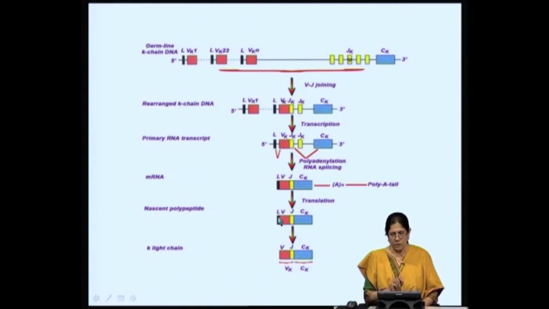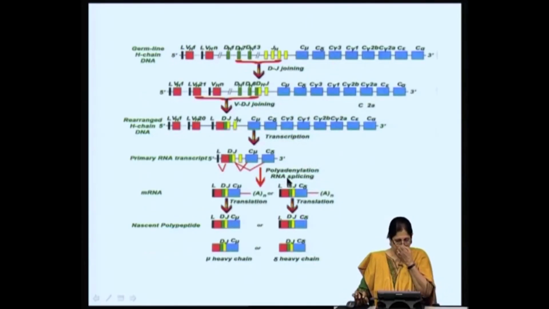Now, the leader sequence is required because immunoglobulin is a secretory protein and it goes through the transport from the ribosomes to the endoplasmic reticulum to the Golgi, and then by vesicular transport to the cell surface or gets secreted.